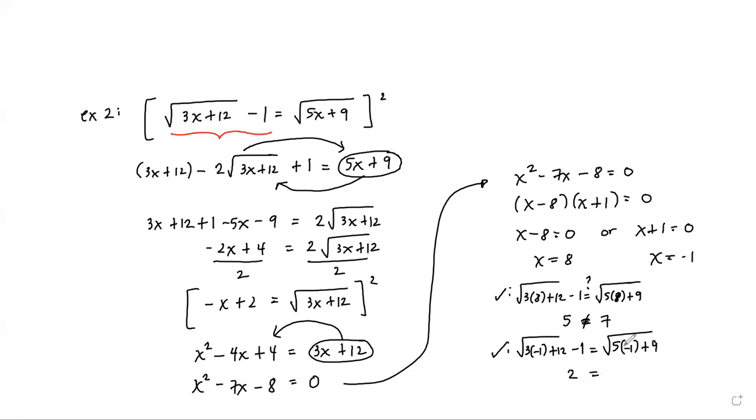And then at the right side, 5 times negative 1 is negative 5. Plus 9 is positive 4. And the square root of 4 is 2. So this tells us that x equals negative 1 is a solution. And in fact, it's the only solution to this radical equation. So this ends the video about equations involving radicals.